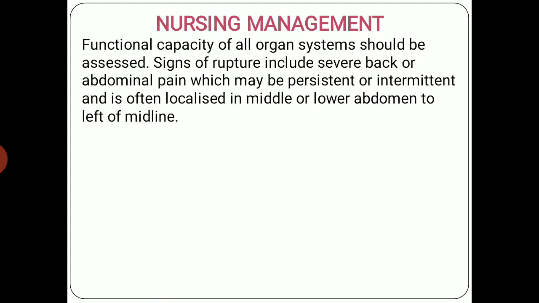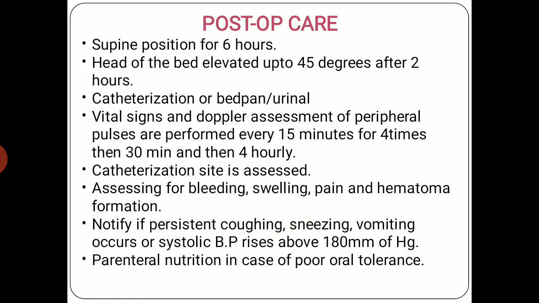Then nursing management, functional capacity of all the affected organs has to be assessed. Okay, sorry, it has to be assessed to know which organs and how much they are affected. Okay, so the signs of rupture will include severe back and abdominal pain. Okay, and even a pulsatile mass will be felt very clearly. So that has to be seen.